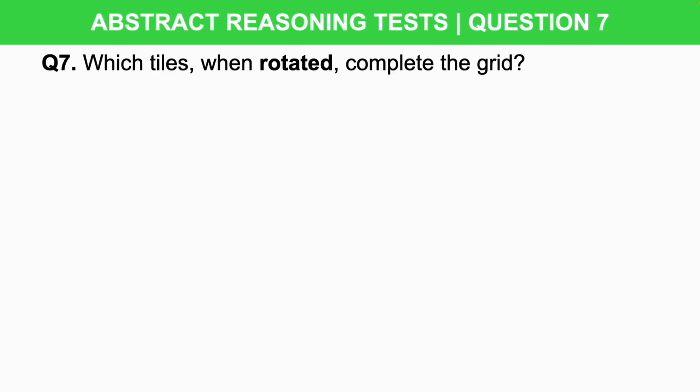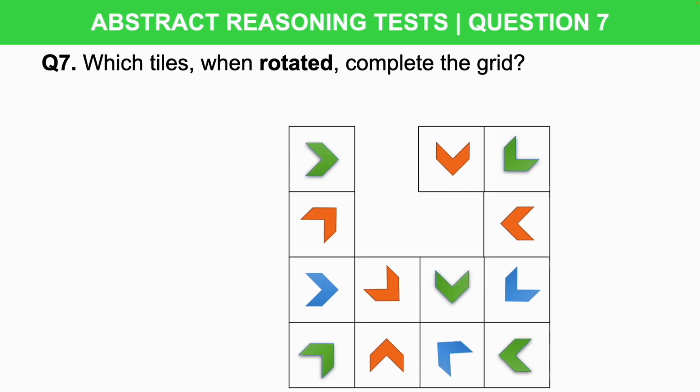Okay, let's move on to the next category of aptitude test question, which is aptitude reasoning tests. Now, this is a very tough category of aptitude reasoning tests that many people struggle with. So we're going to break this down nice and easily for you before we give some example questions for you to try yourself. So question 7 is, which tiles, when rotated, complete the grid?